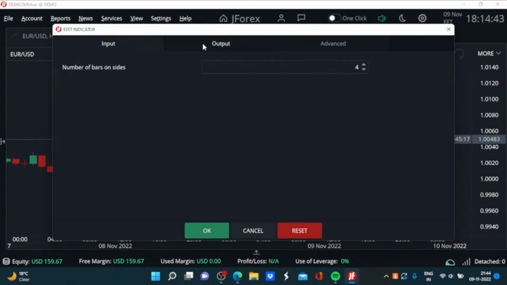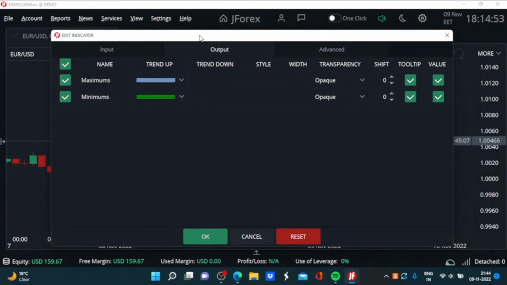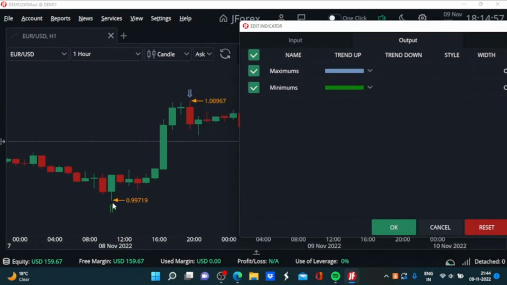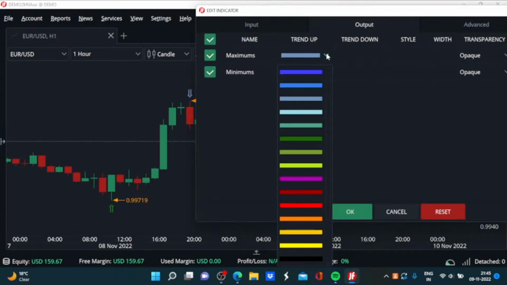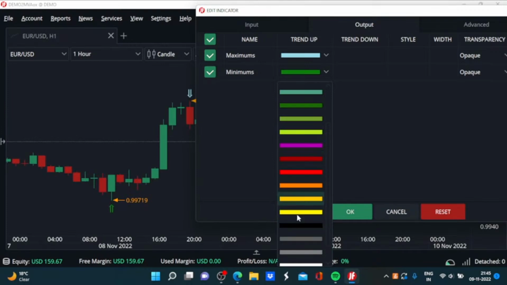All right, coming to the maximums and minimums, this is the value which is going to define the fractal. So if you are happy with this color combination, green for the bullish fractal and blue for the bearish fractal, you can use it, or you can vary the color combination. So you get the choice. You can go for brighter colors, or you can simply stick with the existing color.